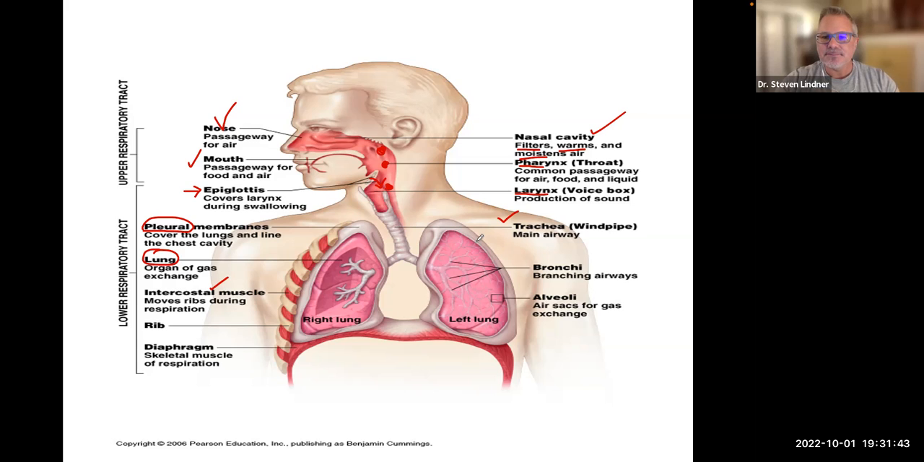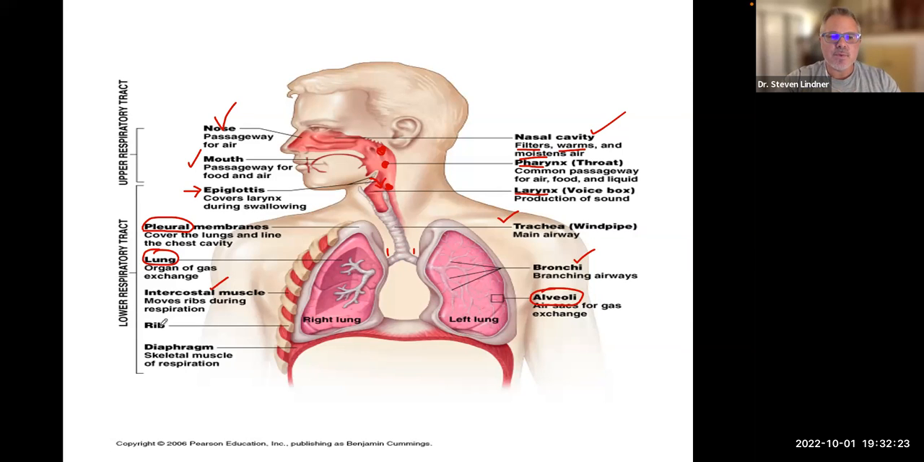Deep in the lungs, after the trachea, we have our primary bronchi, and inside the lungs, we have many branches of those primary bronchi. We'll have secondary bronchi and tertiary bronchi and even terminal bronchi. And way, way at the very, very end where the gas exchange takes place, we have the alveoli. And those are known as the air sacs. That's where the exchange of oxygen and carbon dioxide take place.